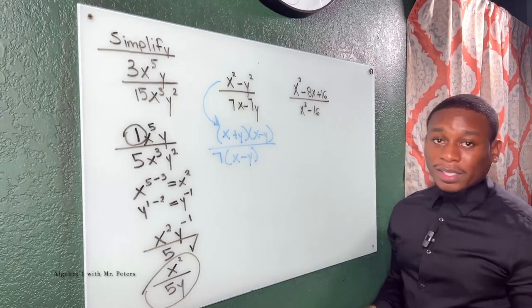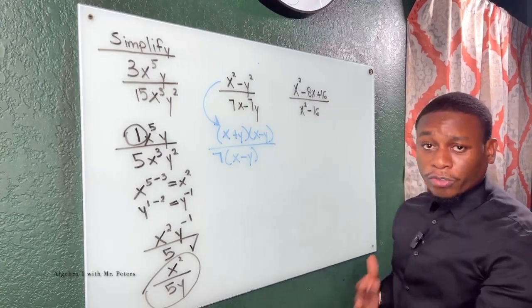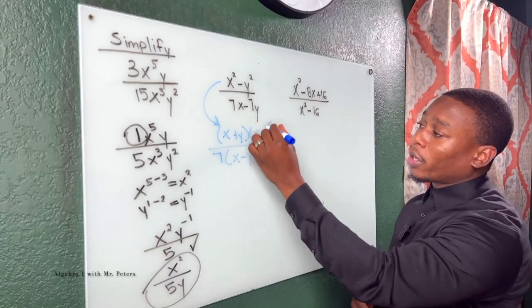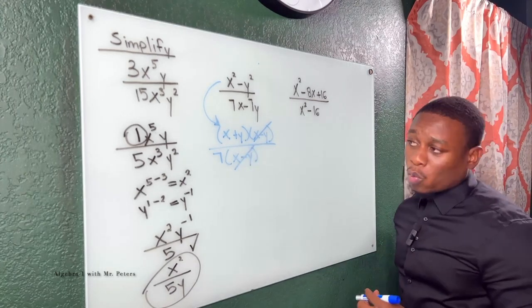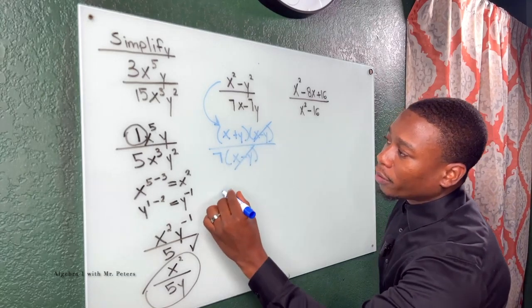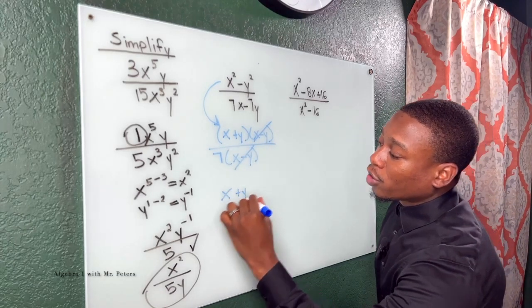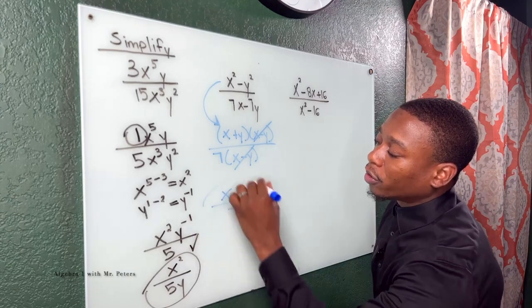So now with this step, we can use those fraction properties, and we could cancel out common factors. So x minus y cancels out with x minus y. And what we're left with is x plus y all over 7.